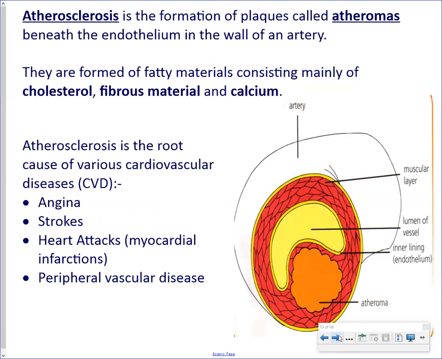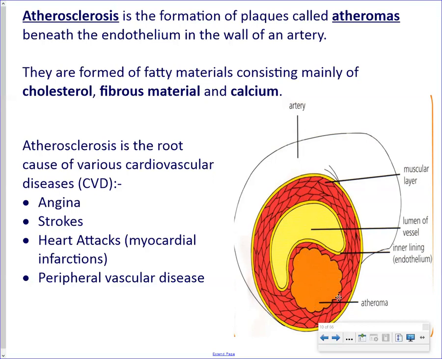So atherosclerosis is a process where plaques form within the arteries. And these plaques are made up of cholesterol, fibrous material, and calcium. And you can see in the diagram here, so this is an artery, and you can see that this red bit here is the wall of the artery, and the yellow bit is the lumen, or the hole that the blood would normally travel through.